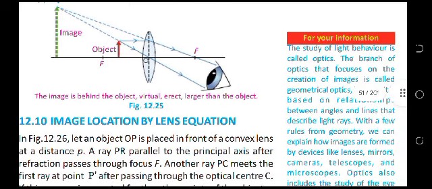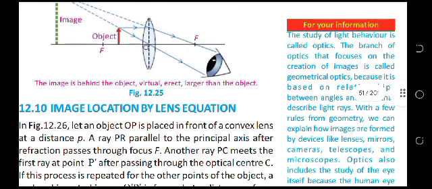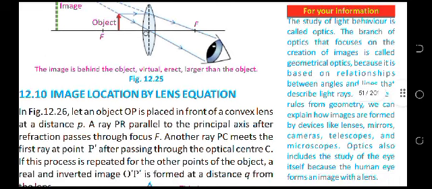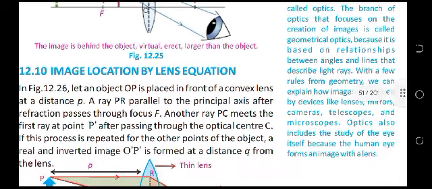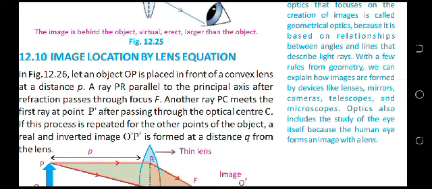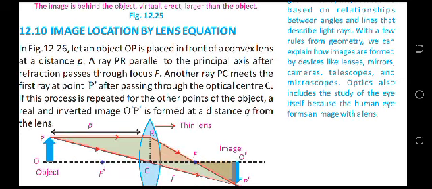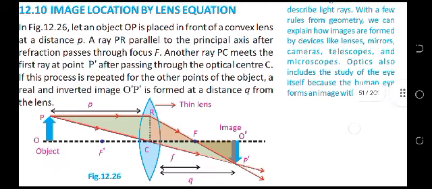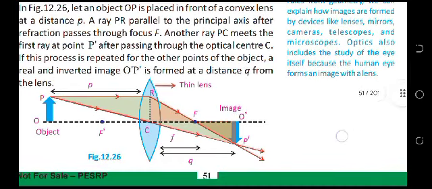For your information, the study of light behavior is called optics. The branch of optics that focuses on the creation of images is called geometrical optics, because it is based on a relationship between angles and lines that describe light rays with a few rules from geometry. We can explain how images are formed by devices like lenses, mirrors, cameras, telescopes, and microscopes. Optics also includes the study of the eye itself, because the human eye forms an image with a lens.